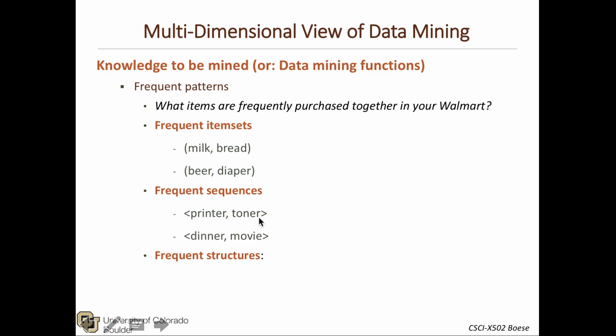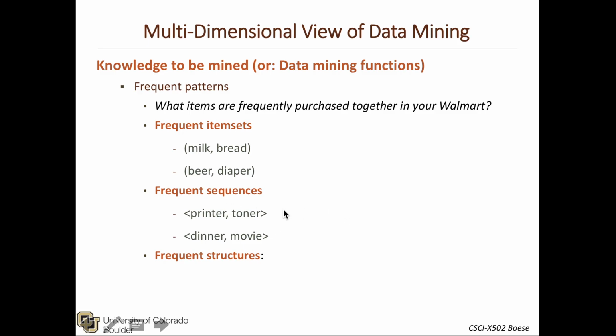Frequent sequences, so this is where you buy one thing and then later you buy something else. So typically in America, we do the dinner and then a movie on a date. For market basket analysis, we may look at the printer. You buy a printer and then you have to buy toner or ink later, maybe a month or two down the road. That would be a frequent sequence that happens.